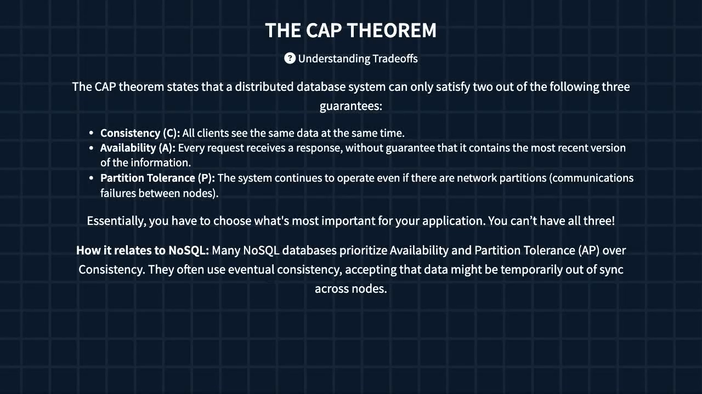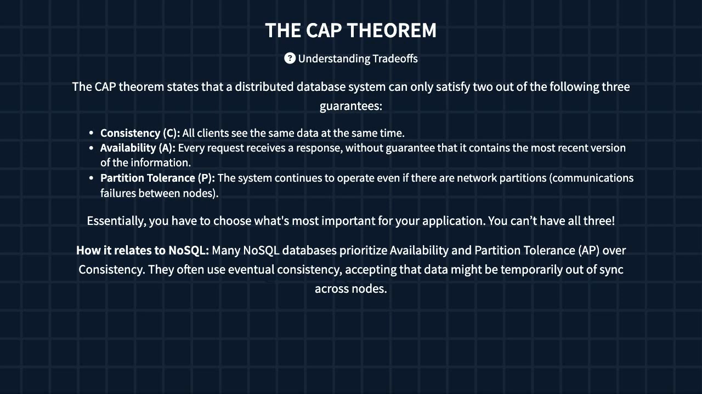Okay, let's talk about the CAP theorem. It's a really important concept when we're discussing databases, especially NoSQL ones. Basically, it tells us that distributed database systems can only guarantee two out of these three things: consistency, availability, and partition tolerance. Consistency means everyone sees the same data at the same time, like a bank balance that always reflects exactly what you see. Availability is about being able to always get a response from the system. And partition tolerance means the system keeps running even if parts of it are disconnected.